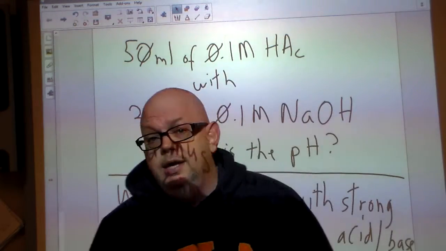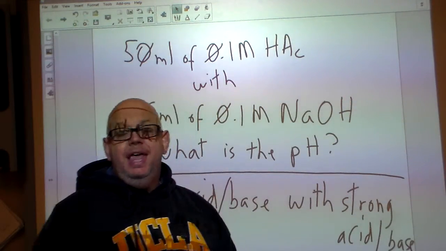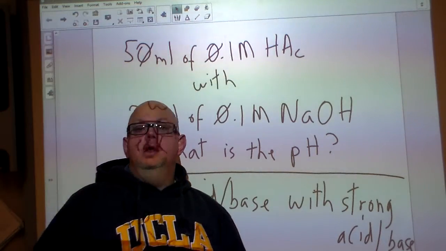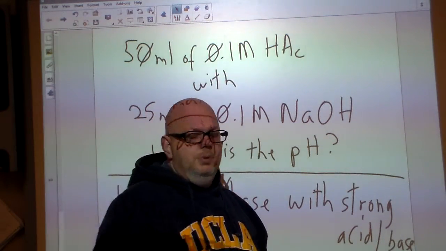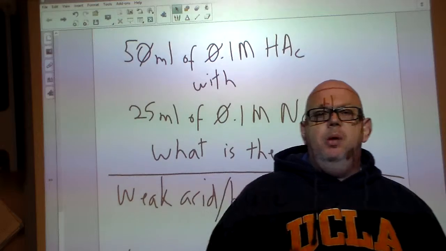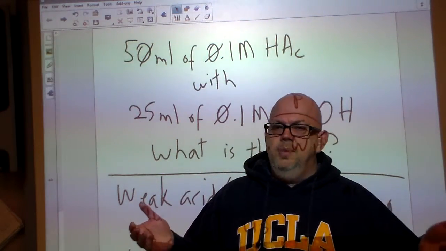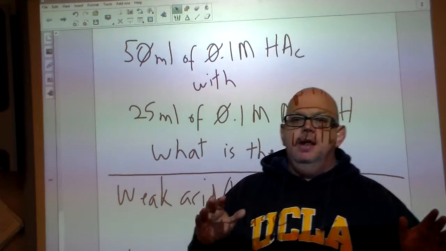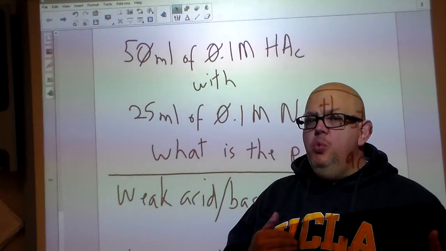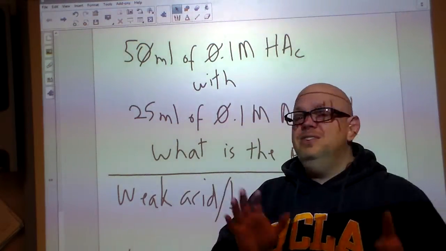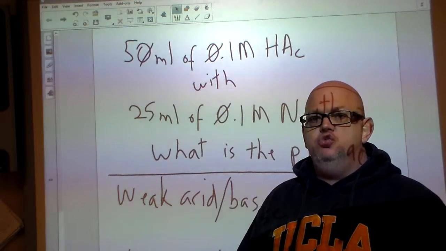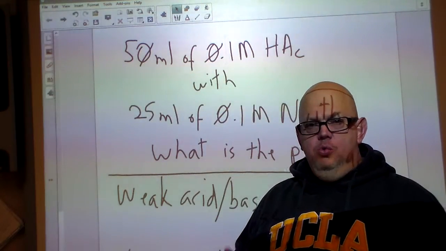Okay, we're going to be looking at how to determine the pH when you're mixing a weak acid or base with a strong acid or base, because the system's the same in both. If you're combining a strong acid with a strong base, it's a different system. Remember, weak means it doesn't dissolve very well in water, whereas strong dissolves totally in water.